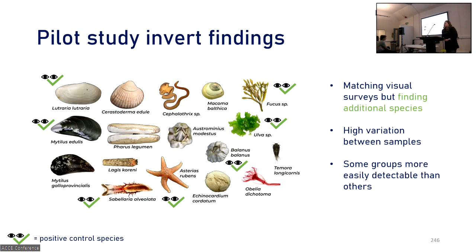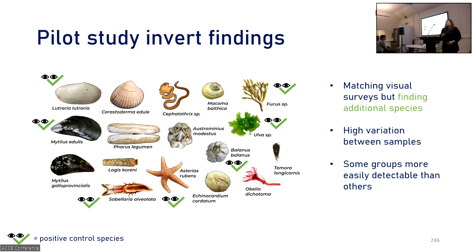When I look at some preliminary results from a short pilot study I did for the invertebrates, we're finding that a lot of the species detected do match the visual survey. So the little icon with the eye and the tick are the species that we saw on the site and what the eDNA also detected. But we're also seeing that it's detecting a lot more species. I found there was a lot of variation between sites as well. So again, this is linking back to the sensitivity of the eDNA.